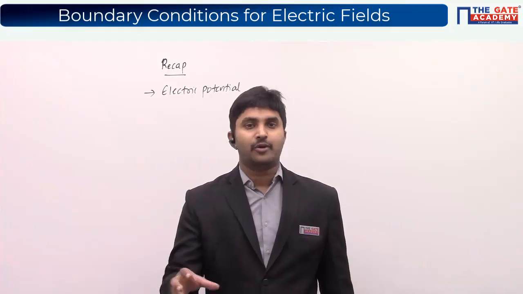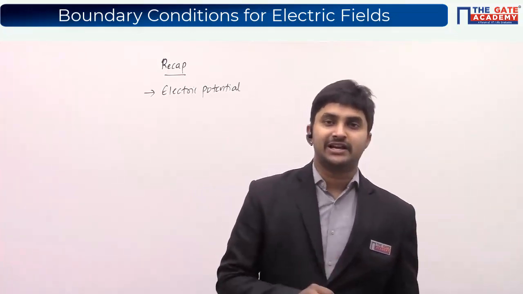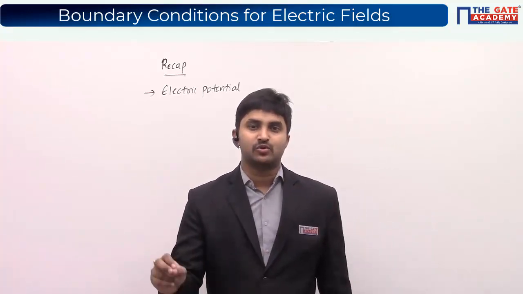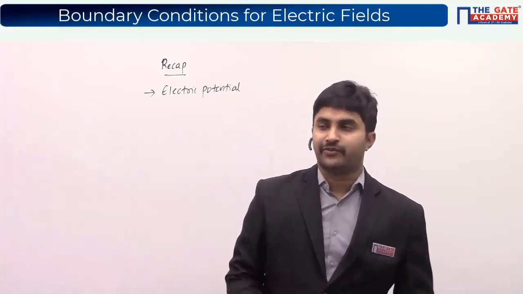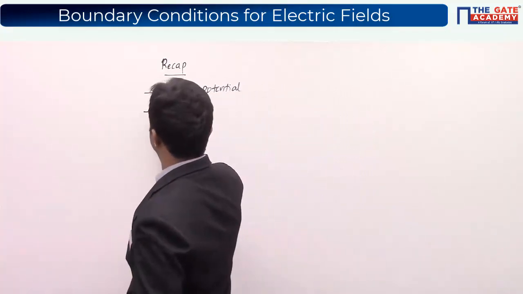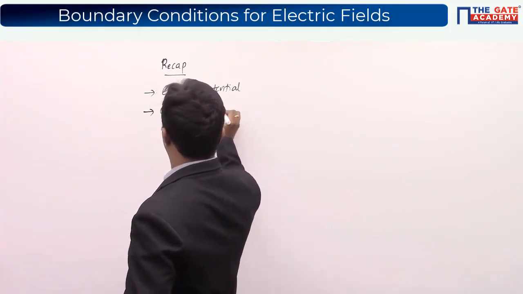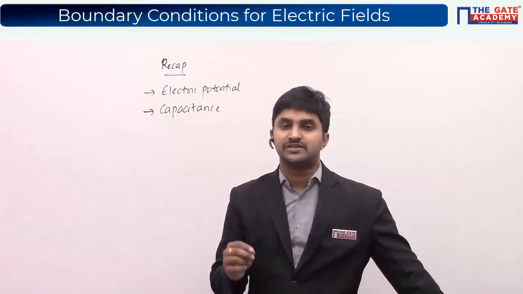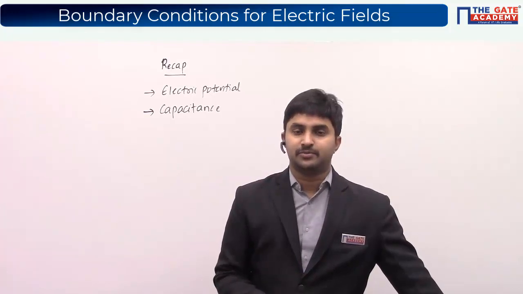Apart from that, for a point charge, when we have to find the potential, the potential is given by Q divided by 4 pi epsilon naught R, which is a very important formula. And then we moved into the concept of capacitance, which is also equally important and also a simple concept. I'm sure all of you are aware of the concept of capacitance.